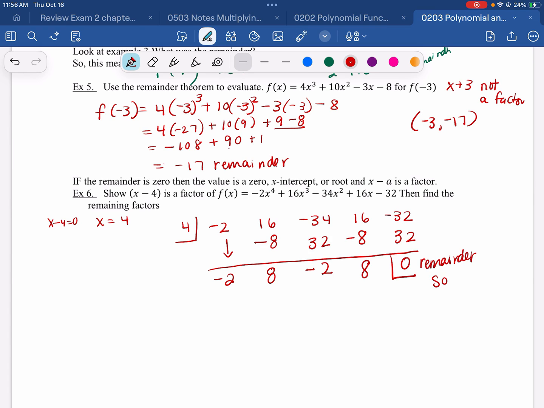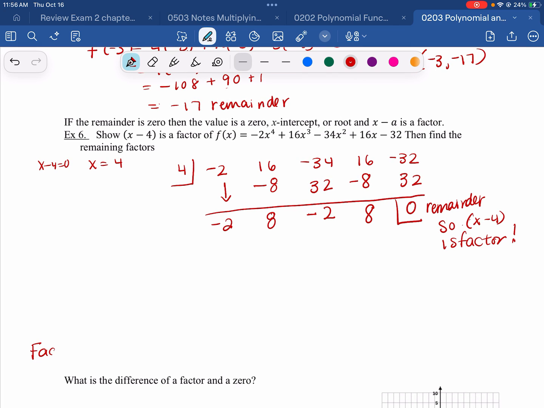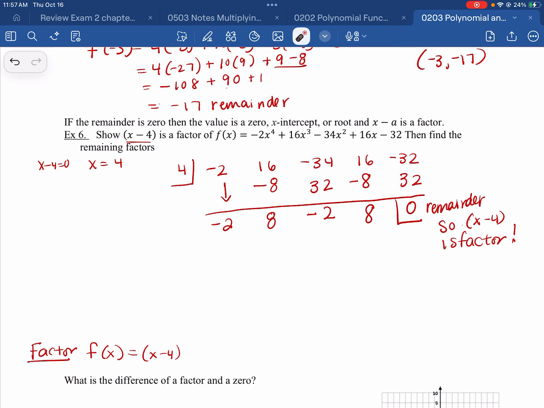So what do I know? That x minus 4 is a factor. Okay. So if I was asked to factor f of x, I now have one of the factors, this one that they gave me, x minus 4. So I put the factor here.